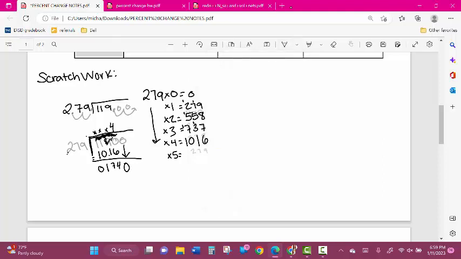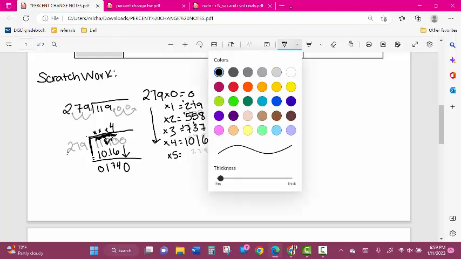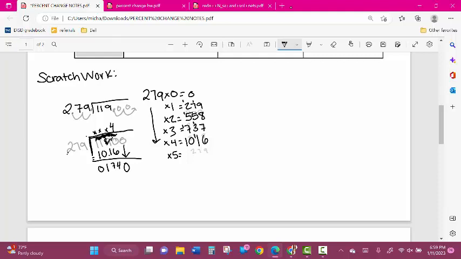Okay, 6 and 9 make 15. 6 and 9 make 15. 6 and 9 make 15. Love technology. 1 and 1 is 2, plus the 7 is 9. 0 and 2 is 2. 1 and nothing is 1.